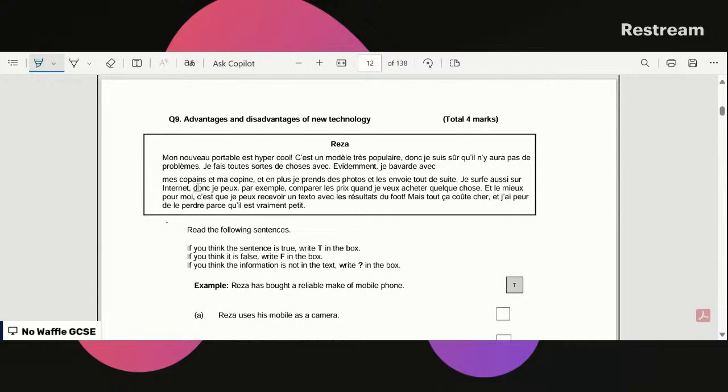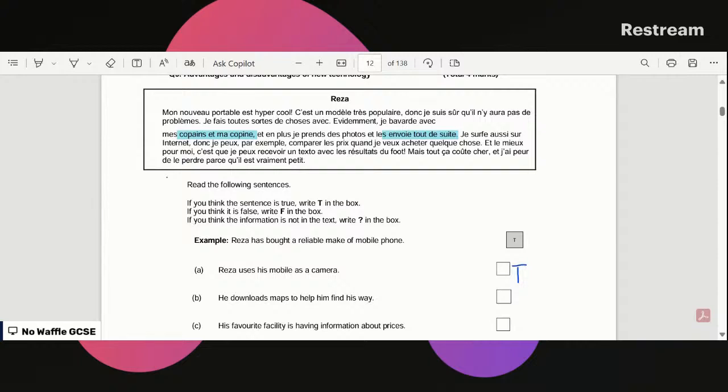My friends, my male friends, my female friends, and plus, I take photos and send them all the time. So clearly that proves the first statement is true. He does use his mobile phone as a camera. He downloads maps to help him find his way.